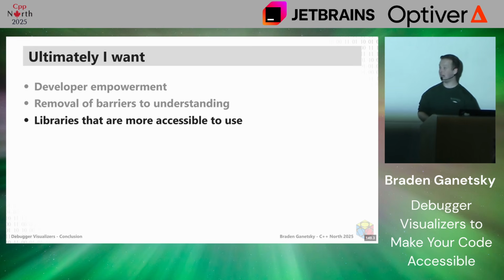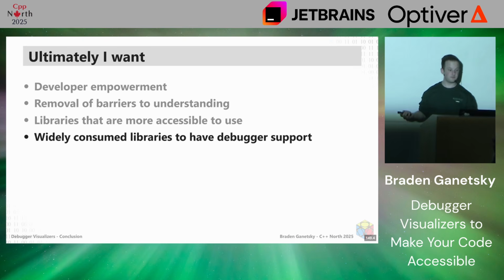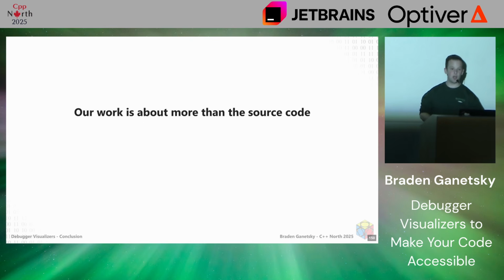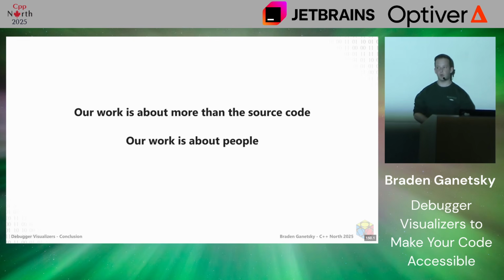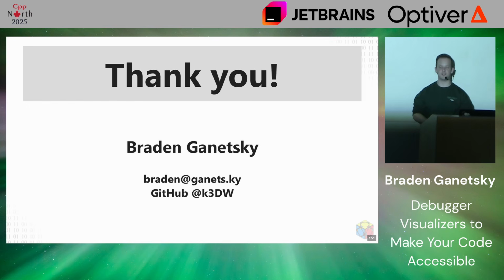And hopefully I'm setting an example here. Widely consumed libraries, I want them to have debugger support. So, these are the two main debuggers that I'm talking about. Maybe in the future I'll talk about some more. But I say that our work is about a lot more than just the source code. Our work is really about the people, as we've heard throughout this conference. So, as this conference comes to a close very soon, I just want to say, let's make our code accessible. Thank you so much.